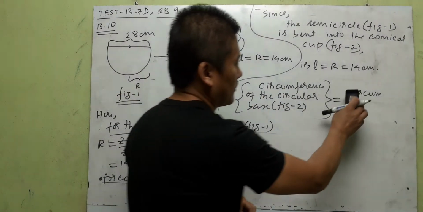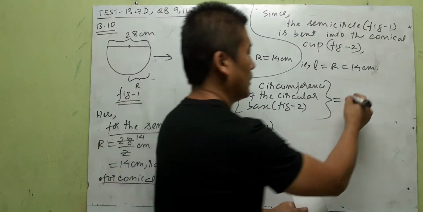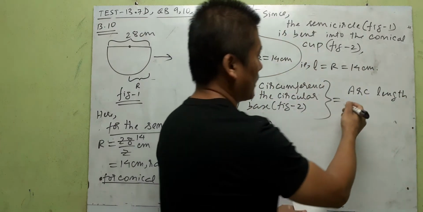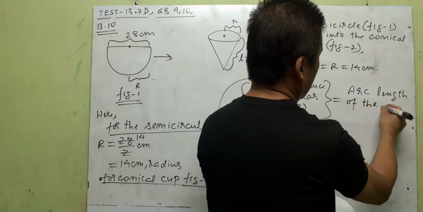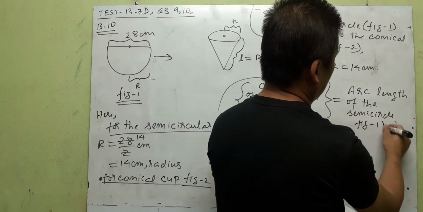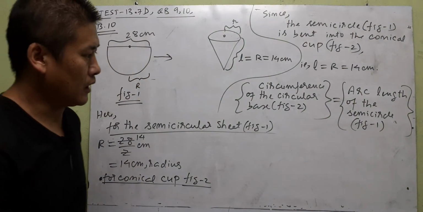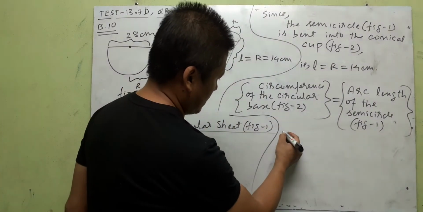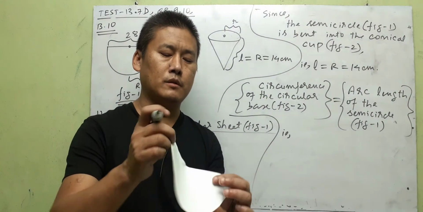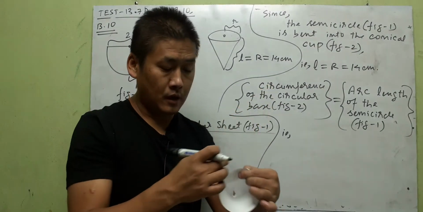So before forming the cone, this one was the arc length. Arc means the curved distance. Arc length of the semicircle, which is figure 1. Okay, I hope you're getting it. If that is clear, now let us look here. After you bend, we are focused on this one. This one-time distance is called the circumference of the circular base of the cone.